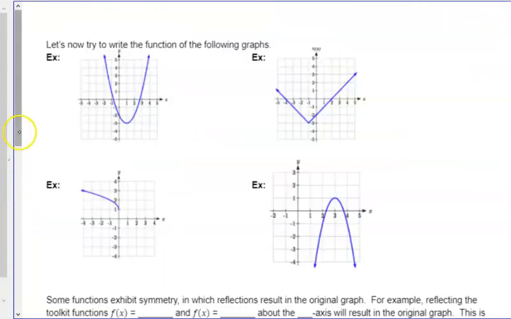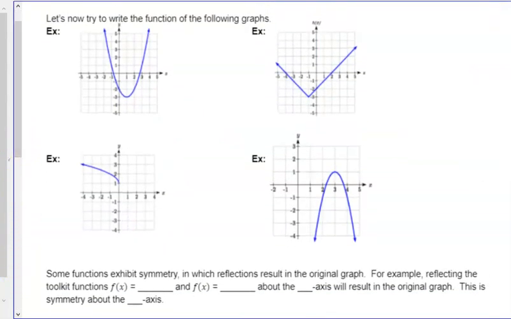Now let's turn our attention to going backwards. Given a graph, can you write the equation of that? And then also talk about some even and oddness for functions. So if we look at this graph, we know first off, hopefully by the look, that it has to have an x squared in it. And we've also moved that over some and down some because the original, remember, was this.